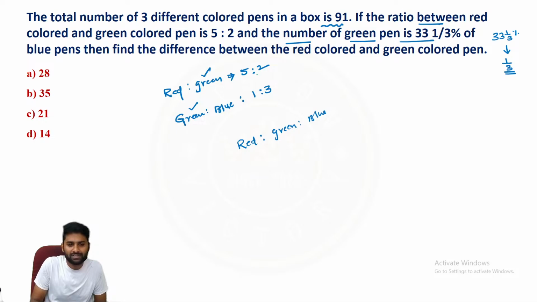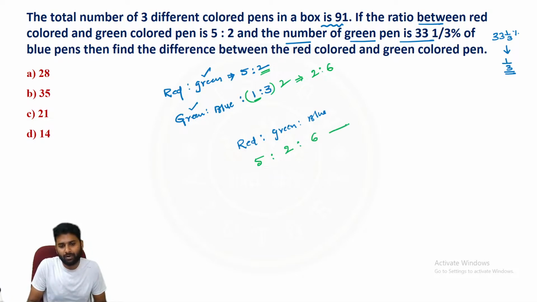Now, if you observe, here the green value is 2, here the green value is 1. We have to equate it, which means just multiply the below ratio by 2. After multiplication, you will get 2 is to 6. Finally, red is 5 units, green is 2 units, and blue is 6. The sum of all those numbers is 13 units. If 13 units is equal to 91, then each unit is equal to 7.